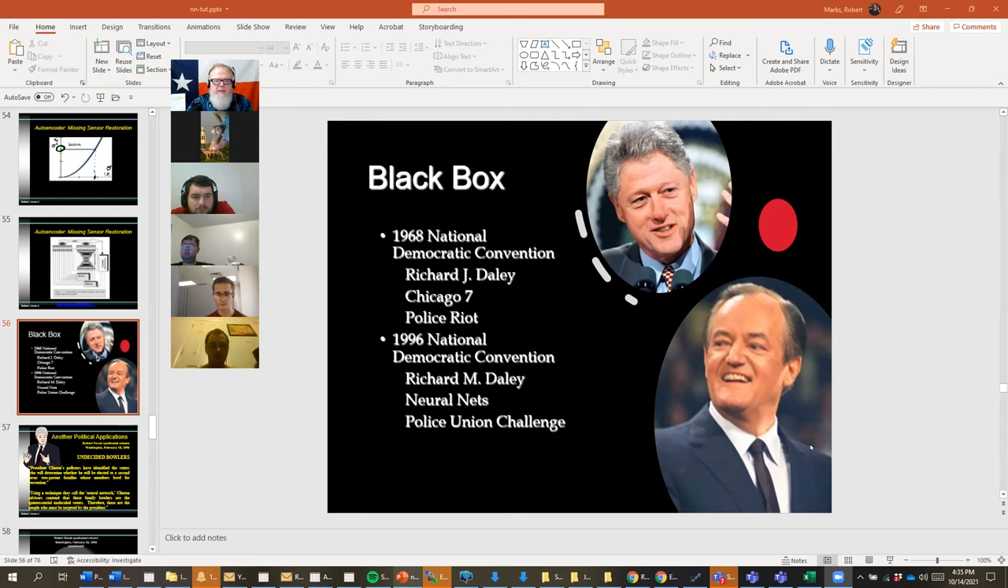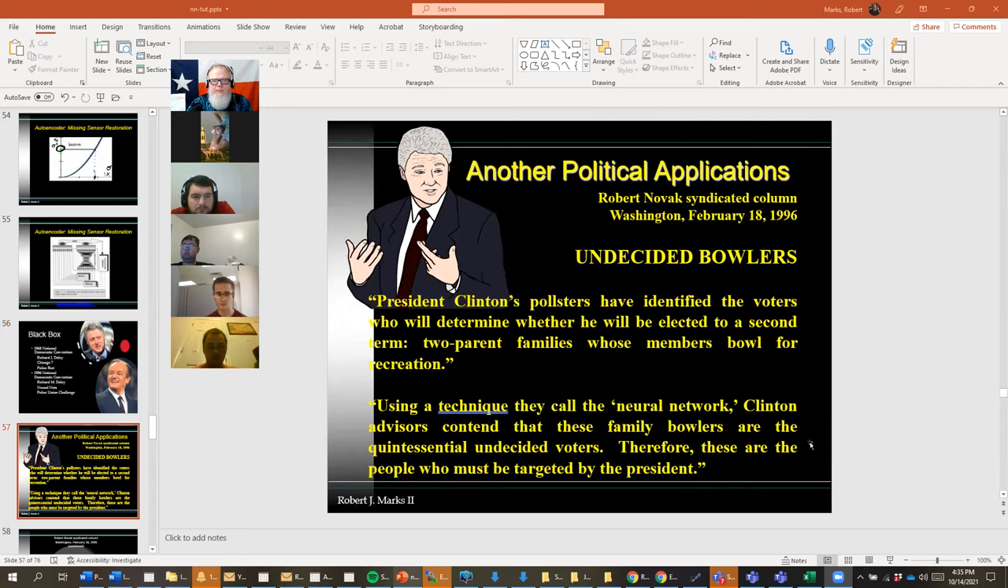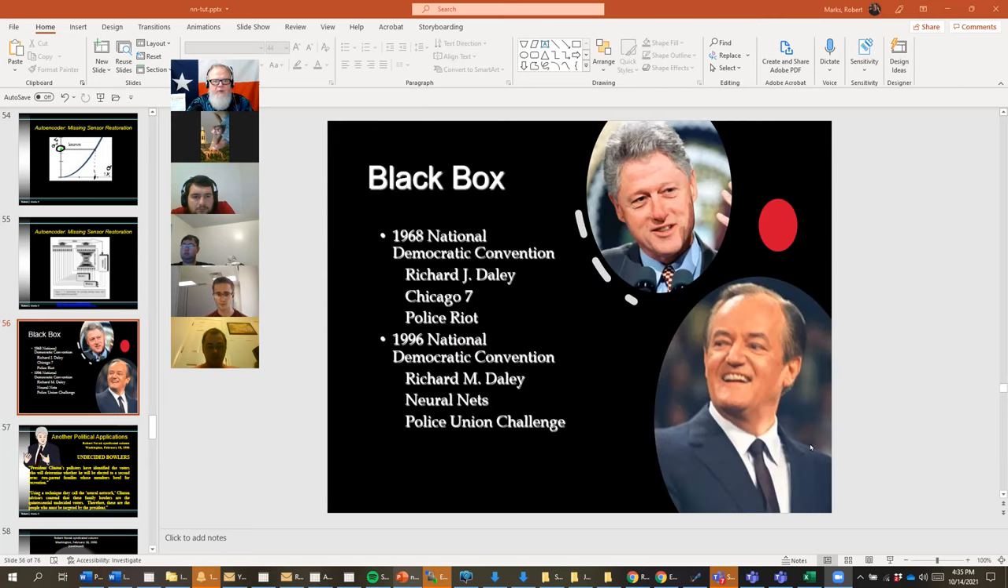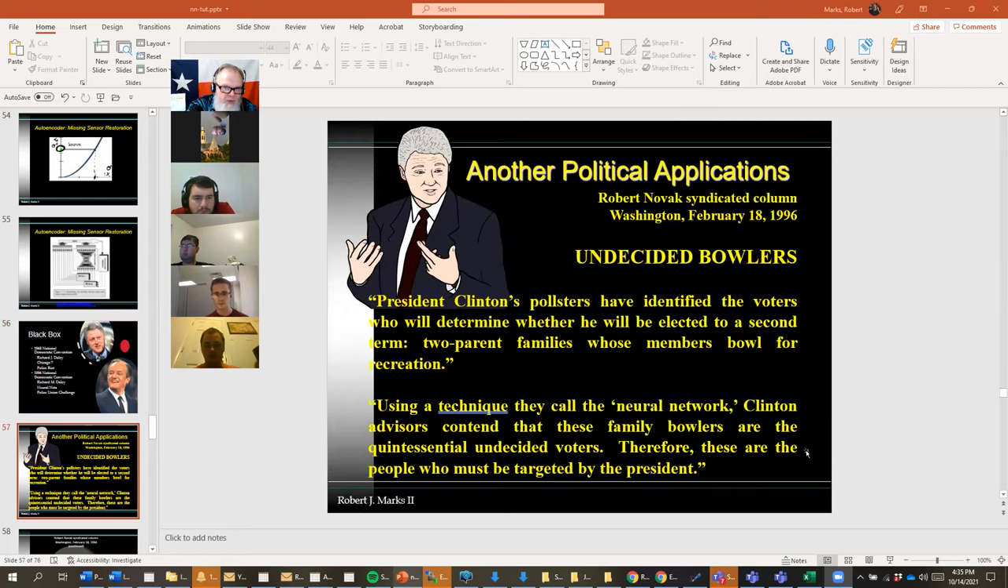And then I'll end with this story. This is another political application, also having to do with Clinton. By the way, the 1996 National Democratic Convention nominated Bill Clinton, of course, who went on to success. And interestingly, historically, there were no problems in Chicago during that convention. It turns out that the 1968 problems were due to the political climate at the time, which was totally gone in 1996. Here's another Bill Clinton story with neural networks.